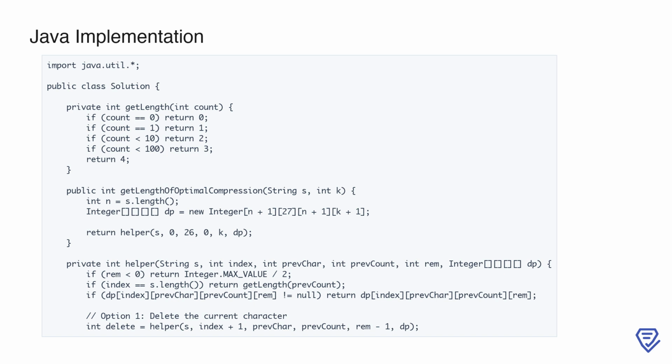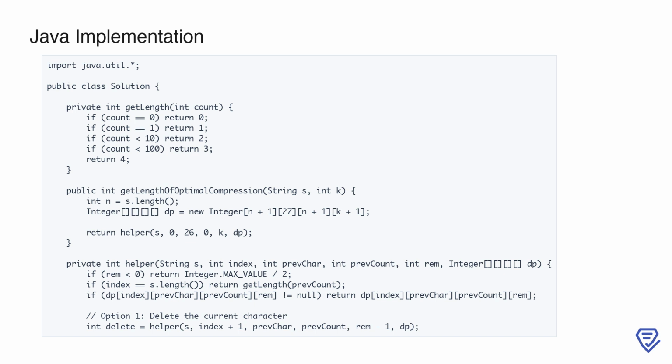Next, we introduce the getLengthOfOptimalCompression method, which takes the input string s and an integer k, representing the maximum number of deletions allowed. Inside this method, we initialize a 4D dynamic programming array dp to store intermediate results. The dimensions represent the current index in the string, the previous character, its count, and the remaining deletions. Finally, we call the helper method, which is designed to recursively evaluate the optimal compression length.